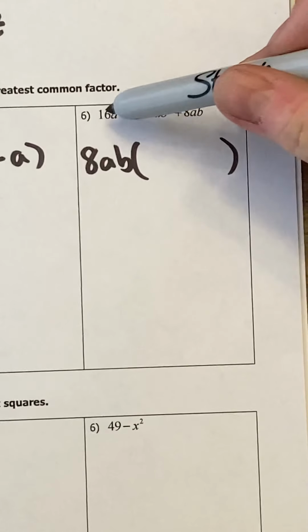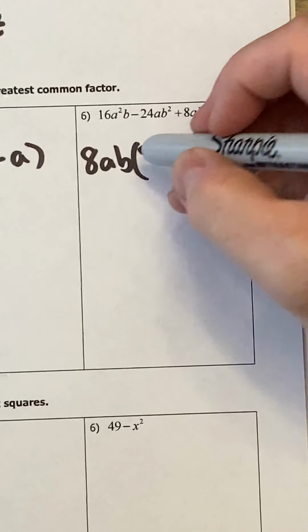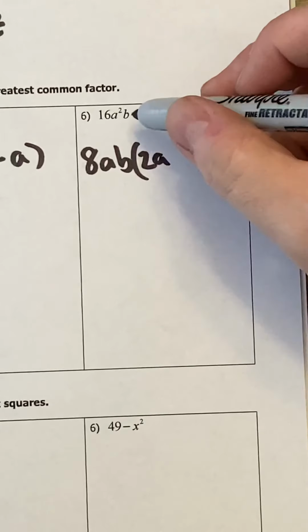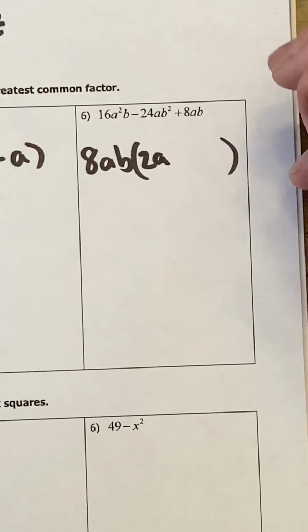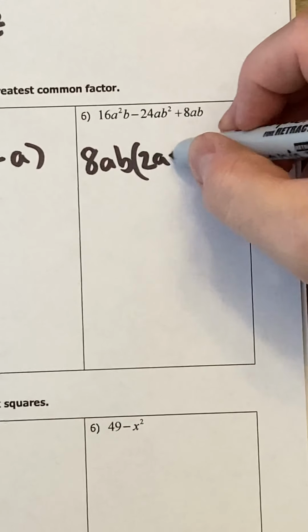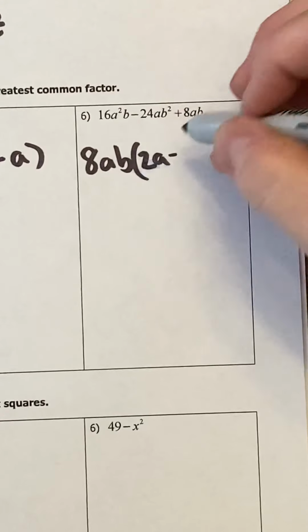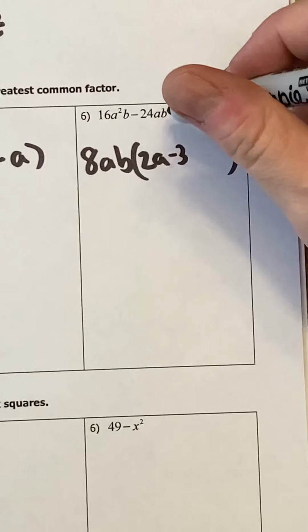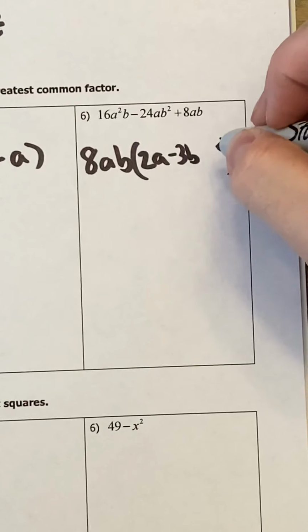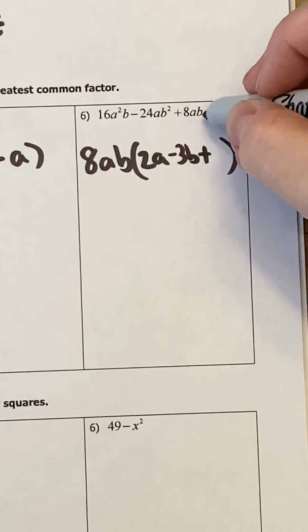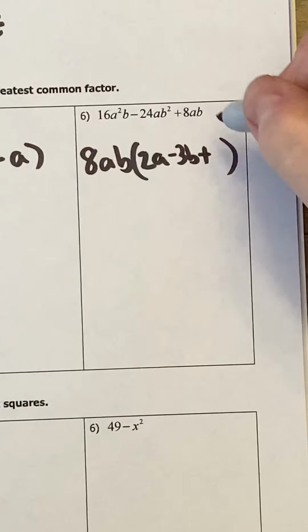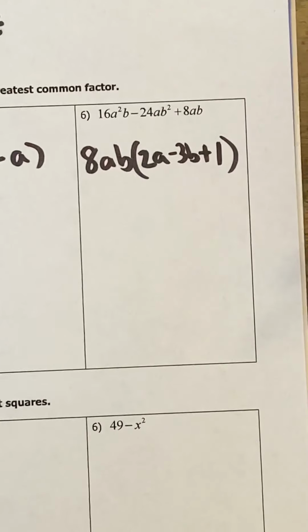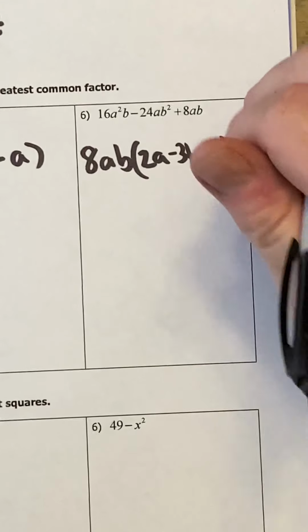Now dividing it out, 16 divided by 8 is 2. A squared divided by a is a. B divided by b cancels out, so it divides out. Minus 24 divided by 8 is 3. A divided by a, it divides out. B squared divided by b is b. Plus 8ab divided by 8ab goes in perfectly one time, just 1. A divided by a is 1, and b divided by b is 1, so you just get 1.